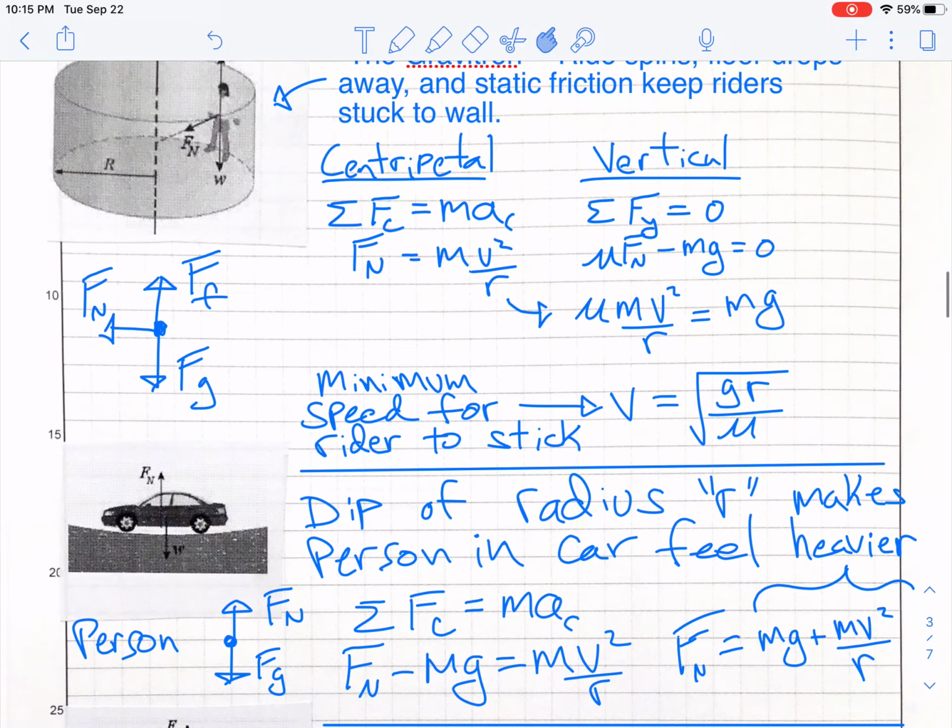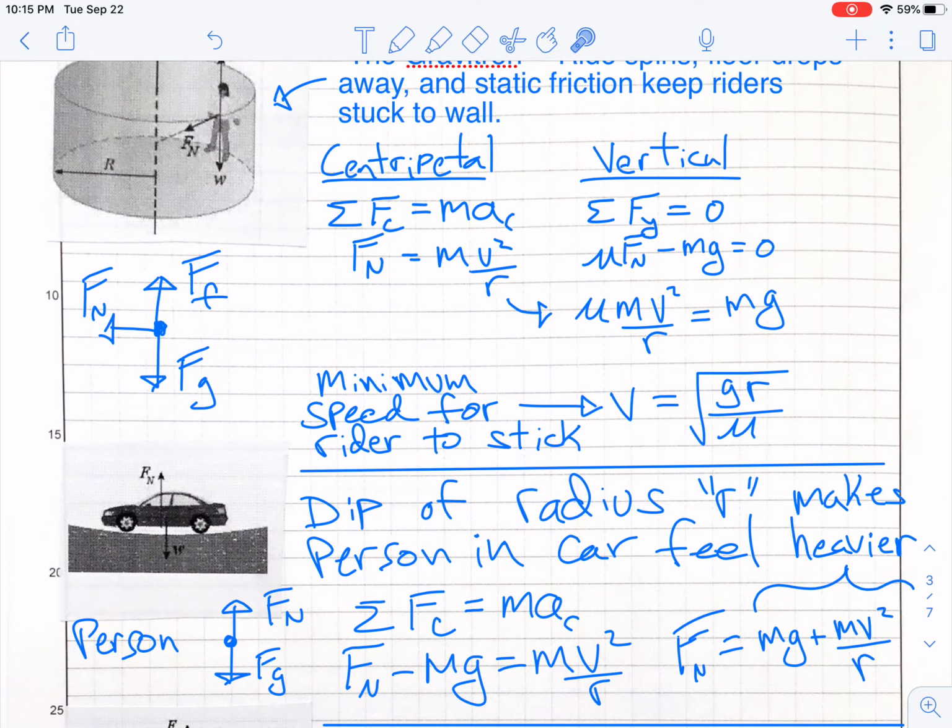If you go through a dip in a car, or you've experienced this on a roller coaster perhaps, you go down through a dip, you feel heavier than you normally do. And the normal force is related to your experience of weight. If you experience a greater than normal force, you feel heavier. If the normal force becomes lighter, you feel lighter. If there is no normal force, you might feel weightless, right?